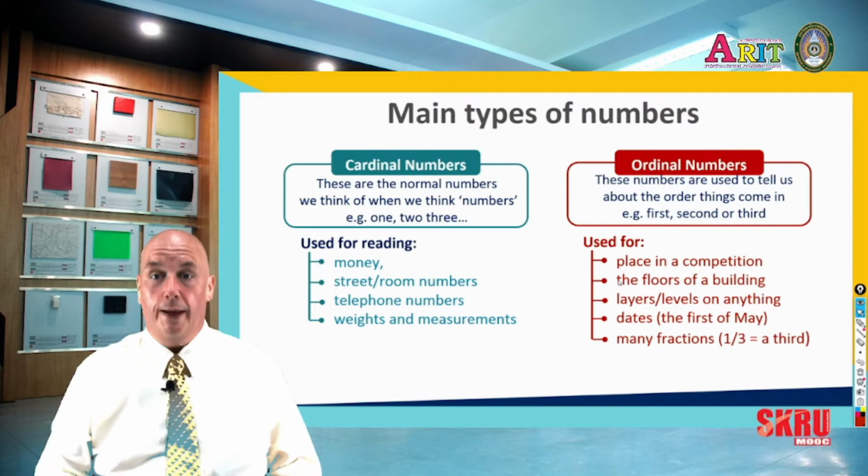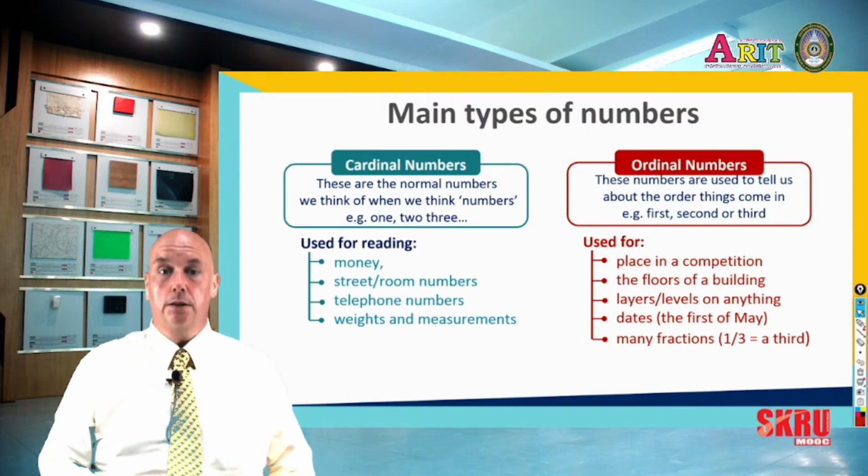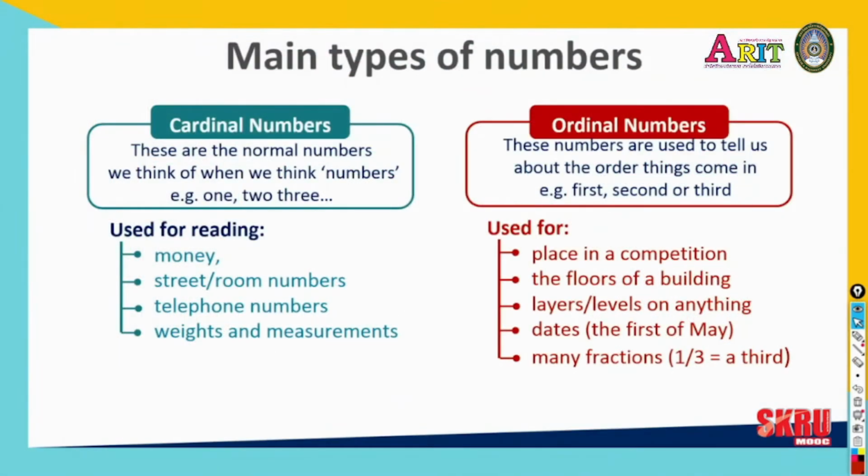So let's start with the two main types of numbers. We have cardinal numbers. These are the numbers we think of when we say numbers: 1, 2, 3. We use them for counting money, for street numbers, addresses, or room numbers. Your telephone number uses cardinal numbers. And for weights and measures, how many miles, how many kilograms, liters, and so on.